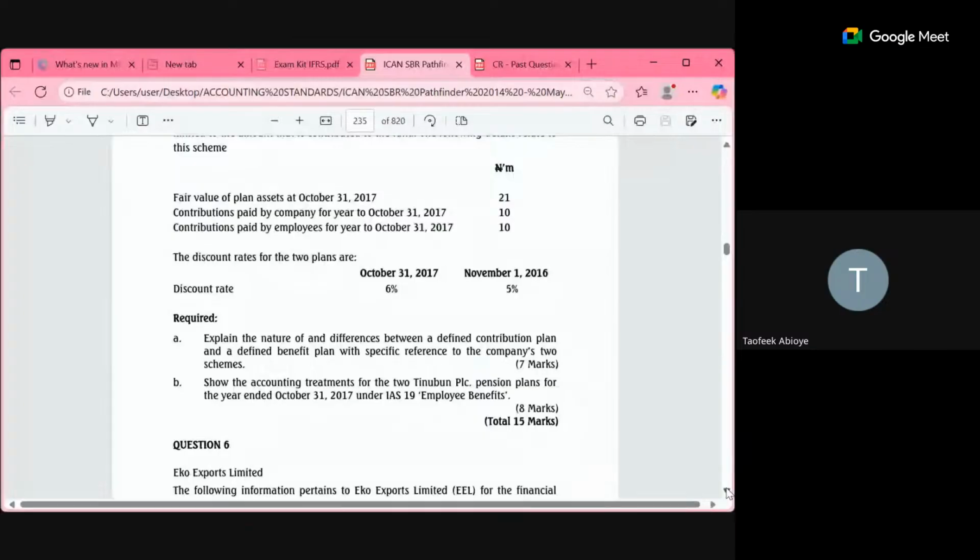So just like I said, when you want to solve employee benefit questions, please don't focus on only written or only calculation. You must focus on both written and calculation. It is very, very important. So now let me quickly present my Excel and let's solve this question.